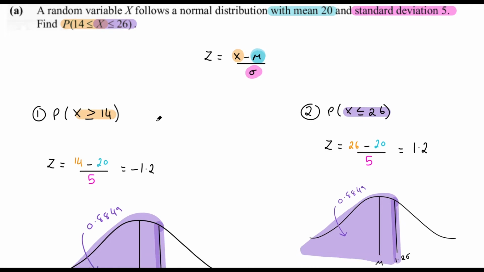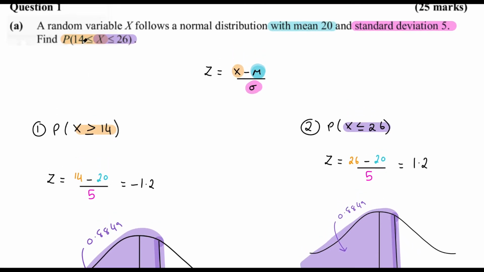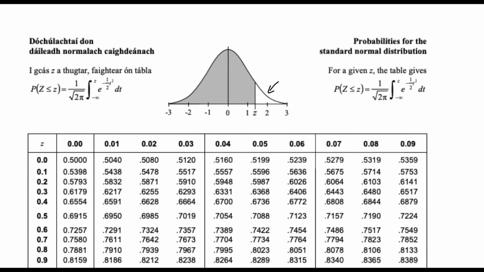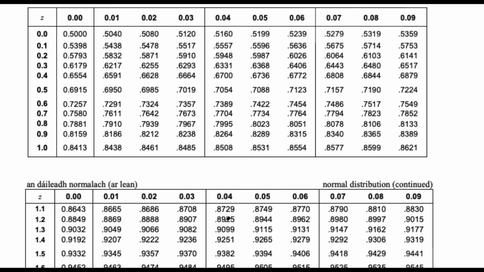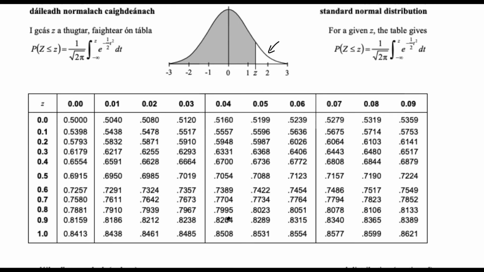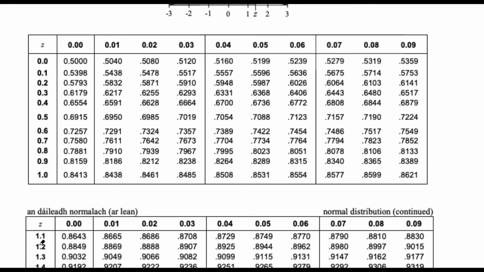So step 1 always is calculate your z-score. I fill in my values. My 14 is my x, minus my mu, which is the mean, which is 20, divided by 5. 14 minus 20 is minus 6. Divided by 5 gives you minus 1.2. Then what I do is I go to the log tables and I look for minus 1.2. And if you take a look, you will not find minus 1.2 in your log tables. So what we do is we use positive 1.2.